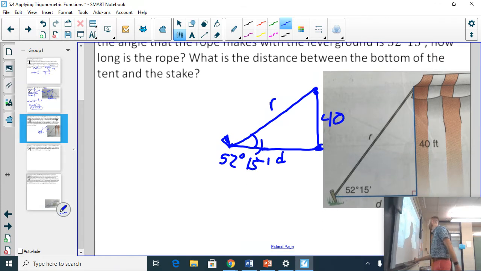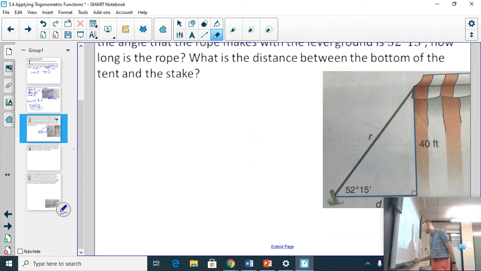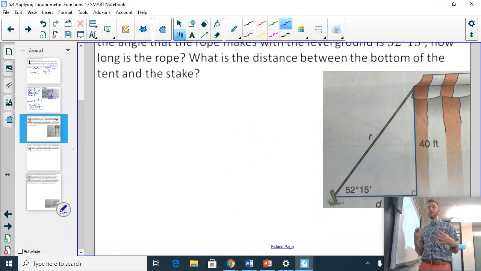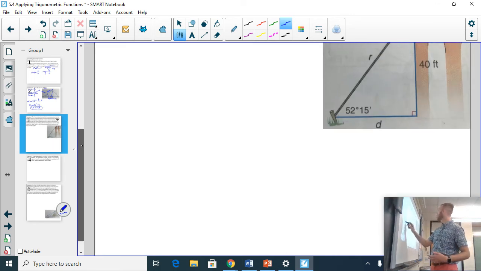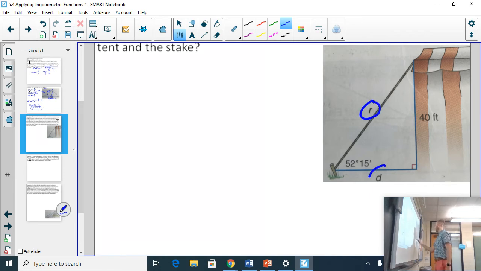Luckily, our book sketched a nice one for us, so I'm going to erase mine. But if you have to create your own picture, that's how you want to be thinking and dissecting those word problems. But for this one, it's given us a nice drawing. Same thing as mine, it just has a nicer picture, right? So we're looking for R and D.